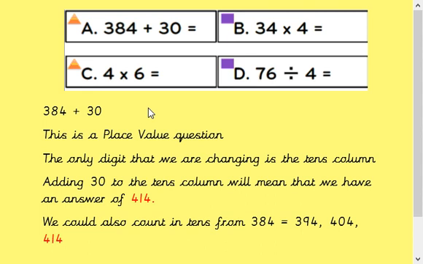Okay, the first question this morning, we've got 384 plus 30. This is a place value question, and in this question, the only digit that we need to be changing is the tens column. So I need to add 30 to the tens column, which will give me an answer of 414. So if I start at 384 and I count on 10, 20, 30, you can see I arrive at 414.